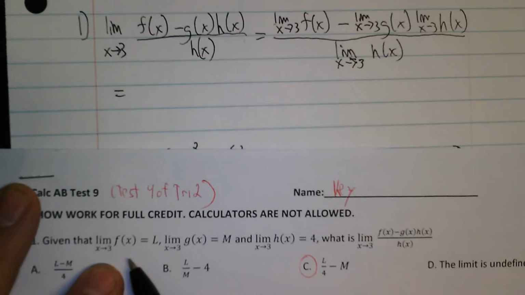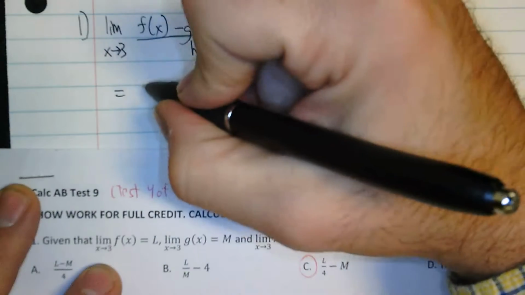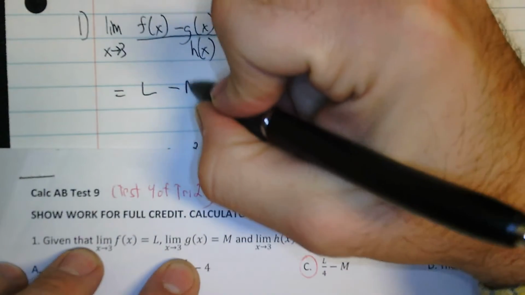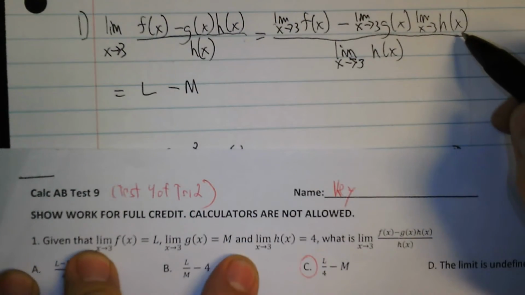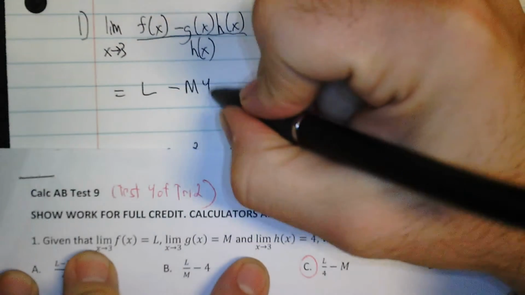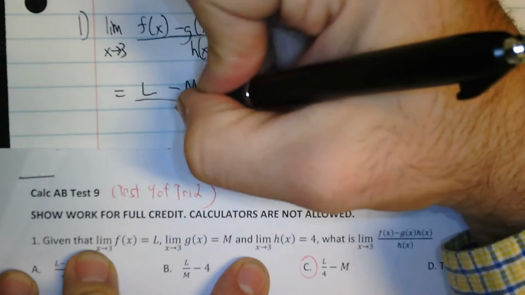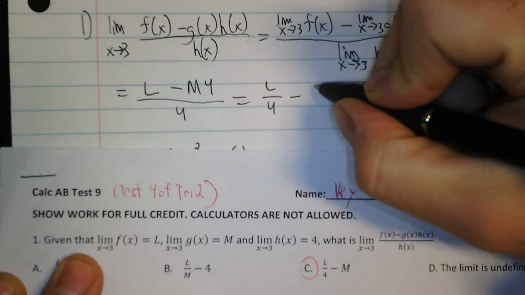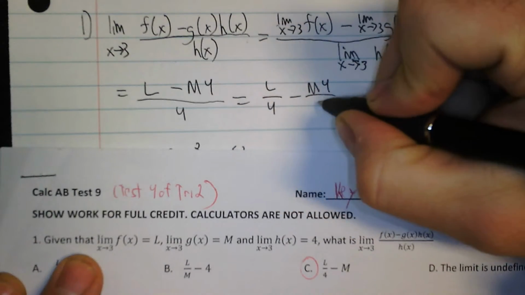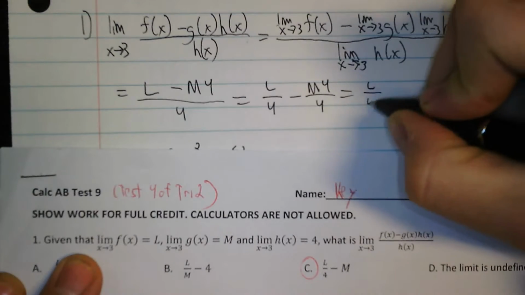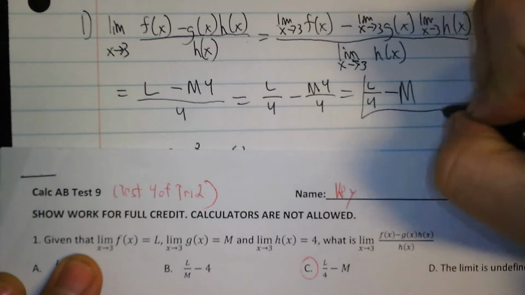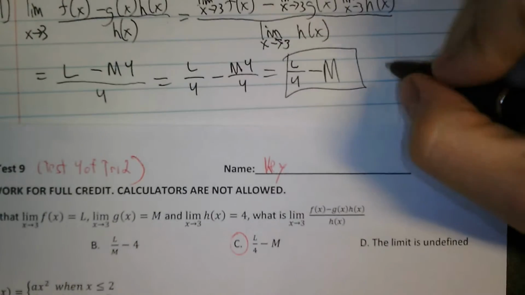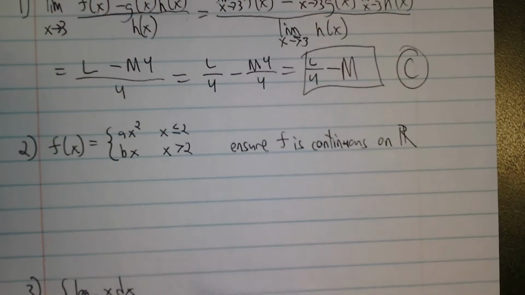What are we told? The limit as x approaches 3 of f of x equals L. The limit as x approaches 3 of g of x is equal to m. The limit as x approaches 3 of h of x is equal to 4, and the same thing at the bottom here, 4. All right, this is the same as L minus m times 4, over 4, or L minus m. And that should be your answer. That was choice C. Question number 2.